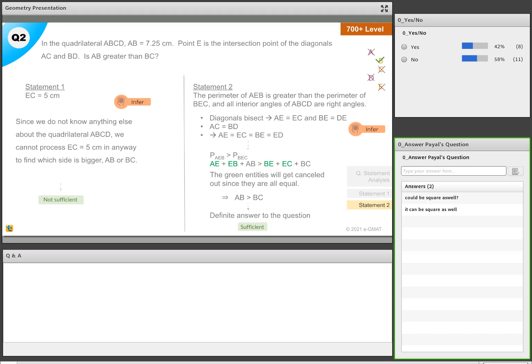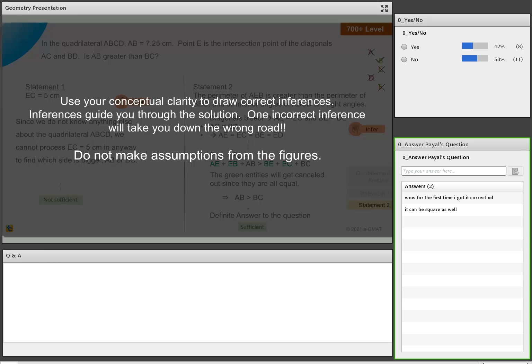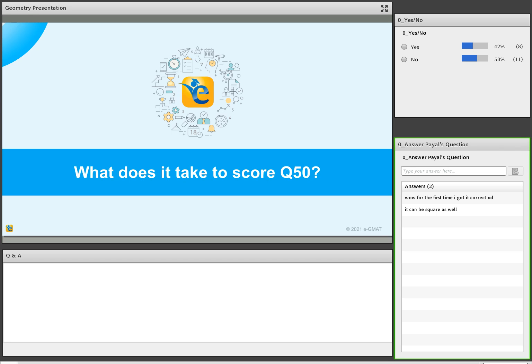Now, quite a few of you actually selected the correct answer for this one. So I just want to make sure that all of you who selected choice B go through the solution once more when I share the PDF with you, and make sure that you selected this answer for the right reasons. I know it's a feeling of happiness when you get the question correct. Absolutely. Just make sure that you got it right for the right reasons. So do not make assumptions from the figures. That's very, very important.